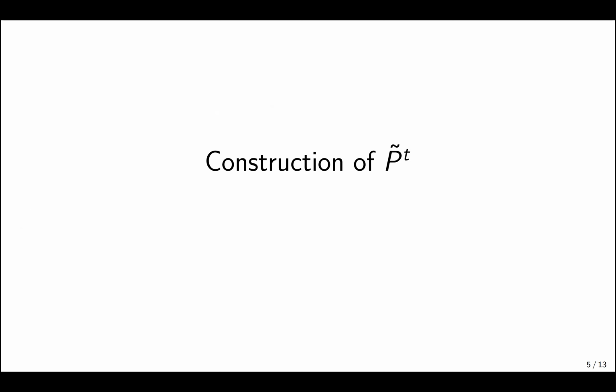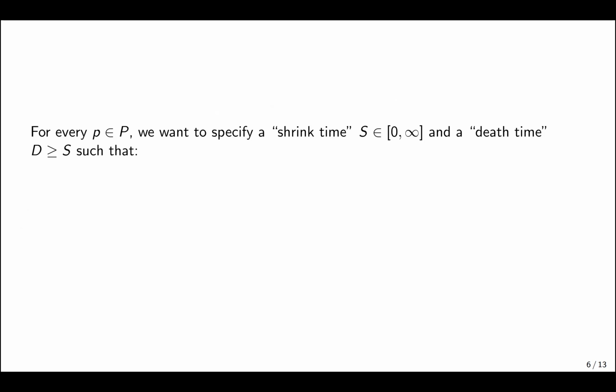So now to the construction of P tilde_t. Given our geometric idea, we basically have to do 2 things. We have to, for every p in our point cloud, specify a shrink time S, which is some number in (0, infinity), and a death time D, which is greater than the shrink time, such that the ball around the point stops growing at S, and we can delete this ball at D.